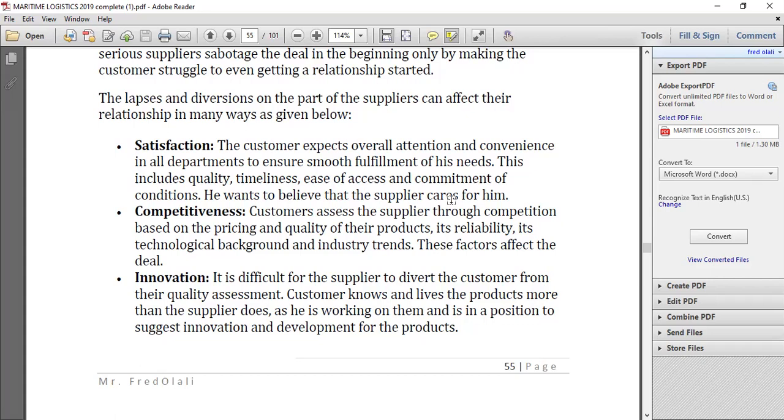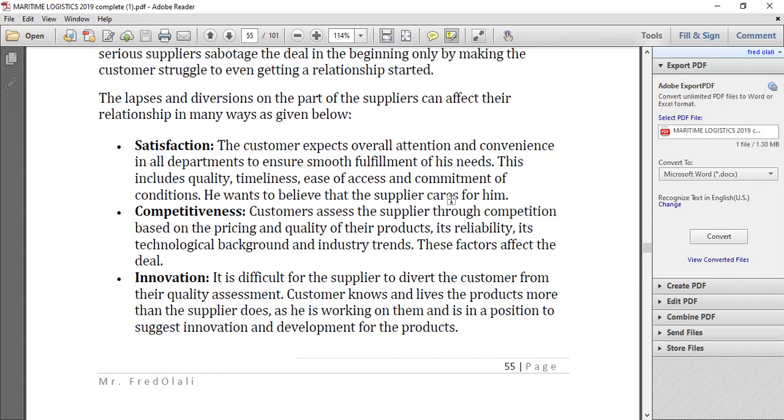Then the competitiveness. Customers assess the supplier through a competition based on the pricing and the quality of their product, its reliability, its technological background, and the industry trends. So these factors affect the deal. How competitive are you? And what are the customers going to look into to consider you a competitive supplier? One is the quality of the product that you offer to them.